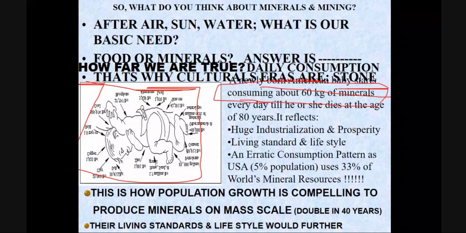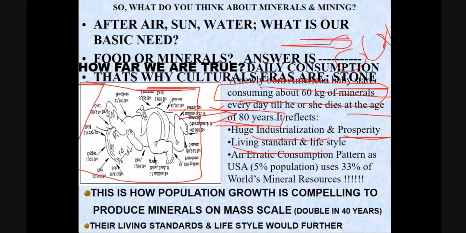So these are statistics that they got right from the birth of a child till its death, dying at the age of 80 years. So for about 80 years, each and every person consumes 60 kilograms daily. So you can calculate America, Canada, Australia, India, China. So much of natural resources are needed to sustain the industries. So it shows that we have huge industrialization, prosperity, very high living standard, a lifestyle. All these things you have to have high level mineral resources.